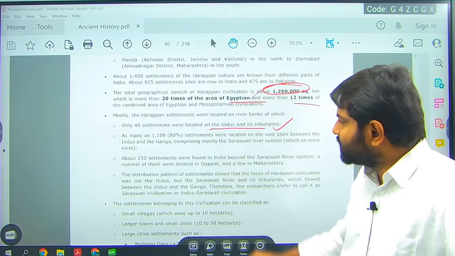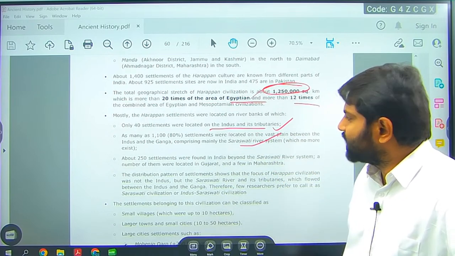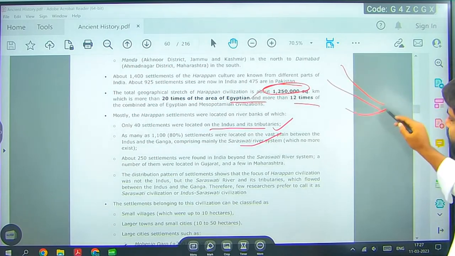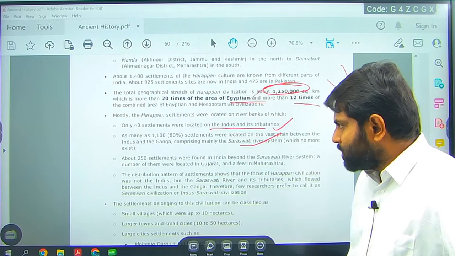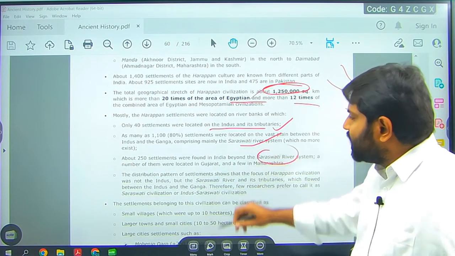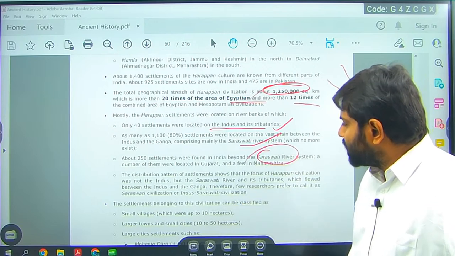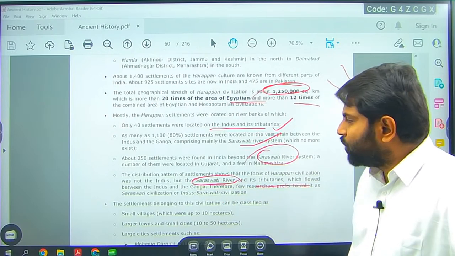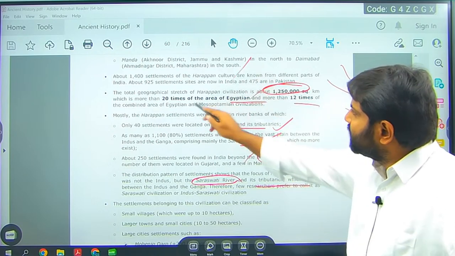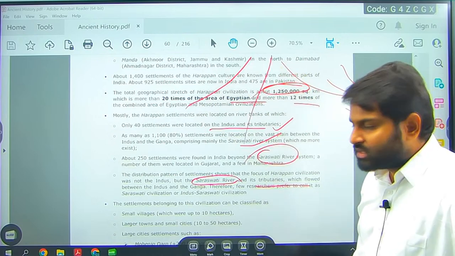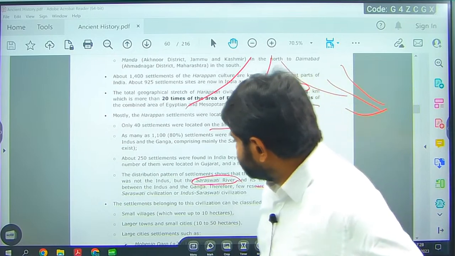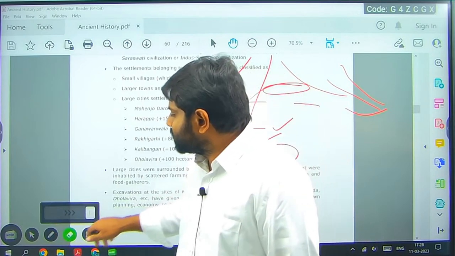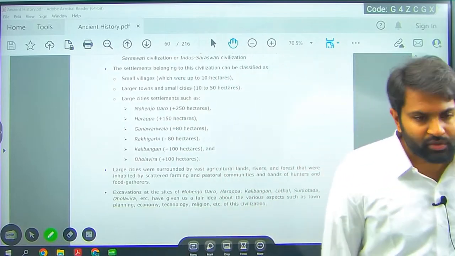Many, which means 80% of the settlements, are located in the plains between the Ganga and Saraswati systems, which are not existent now. Saraswati is not there, but remember Ganga is there, Yamuna is there, Saraswati is there. All three are connected. About 250 were also found beyond Saraswati. The distribution of settlements shows that the focus of Harappan civilization was not the Indus, but the Saraswati river, with tributaries which flowed between Indus and Ganga. One is Indus, the other is Ganga, the middle one is Saraswati, but we don't see it now. So some say this is also the Indus Saraswati civilization.